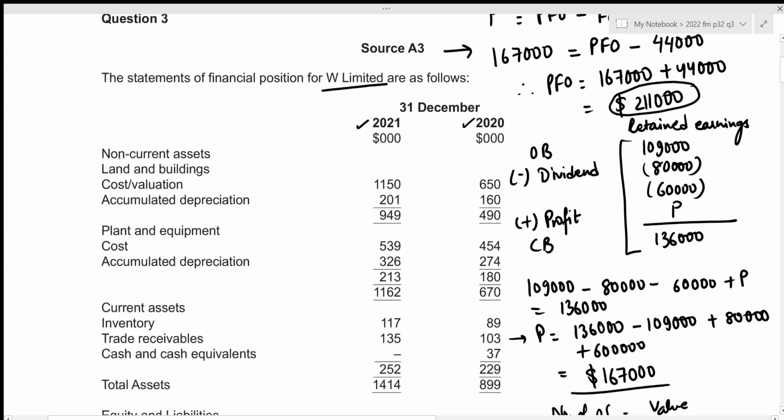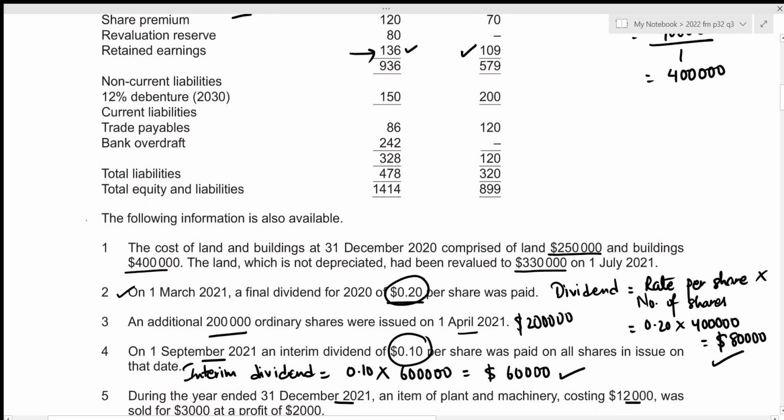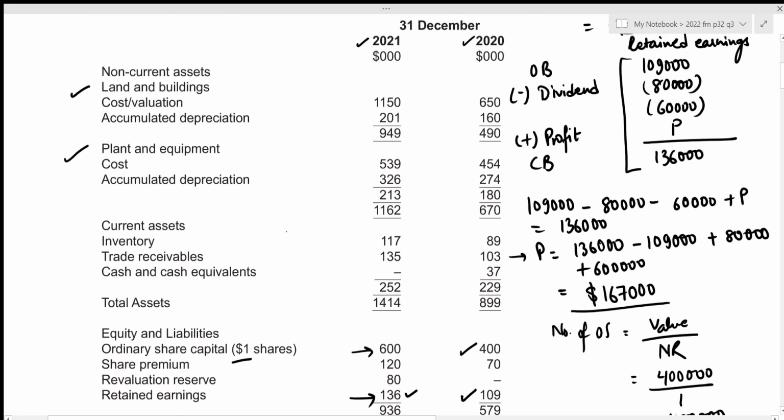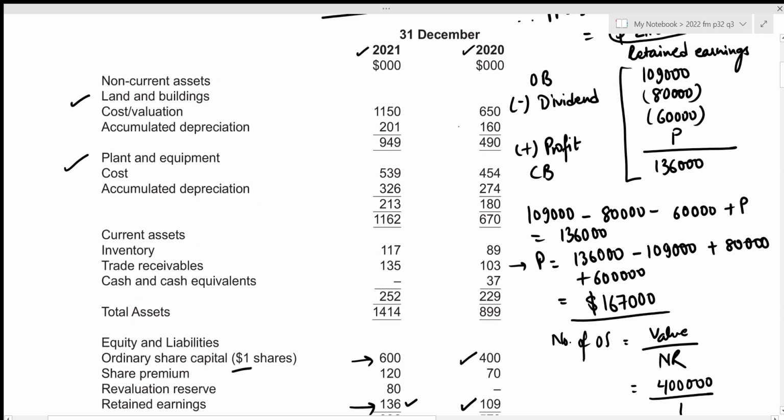So let's have a look above. The non-current assets are land and buildings and plant and equipment. So let's first figure out the depreciation for buildings. We were given additional information. We were told that the cost of land and buildings at 31st December 2020 comprised land of 250,000 and buildings of 400,000, and the land is not depreciated. So the only depreciation is to be done for this building of 400,000, right? We can just look at our accumulated depreciation, which is given right here. The accumulated depreciation in the previous year was 160,000, whereas the accumulated depreciation for this year is 201,000.